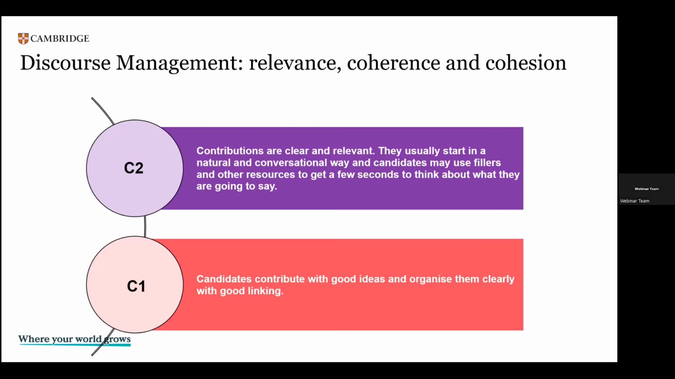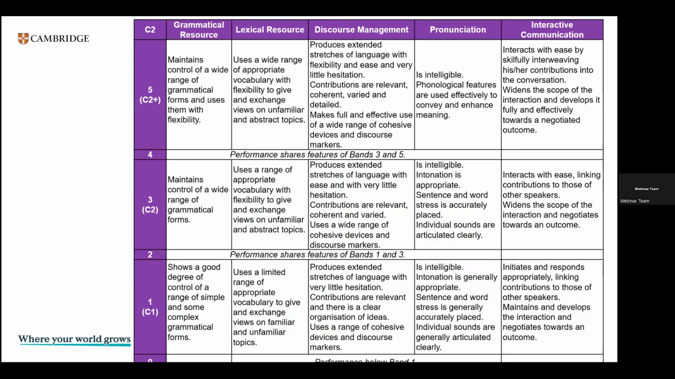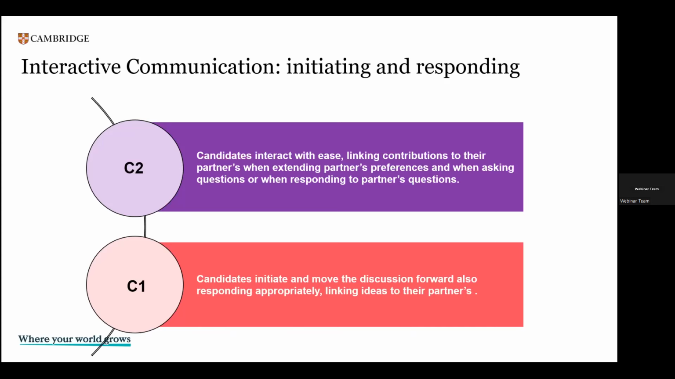So, we're also going to have a quick look at interactive communication, how they work together. Okay, and here it's very important that when the two people work together, it flows like a real conversation. And so they interact with ease, it sounds natural. And when you speak naturally, you automatically link your contributions to what your partner's saying, because you're agreeing or disagreeing with your partner to introduce your own ideas or to comment on your partner and extend what your partner has said, add another idea, add another example. Modify, moderate what he's saying. It's partly true, but there's also this which we need to consider. Okay, and answering the questions.